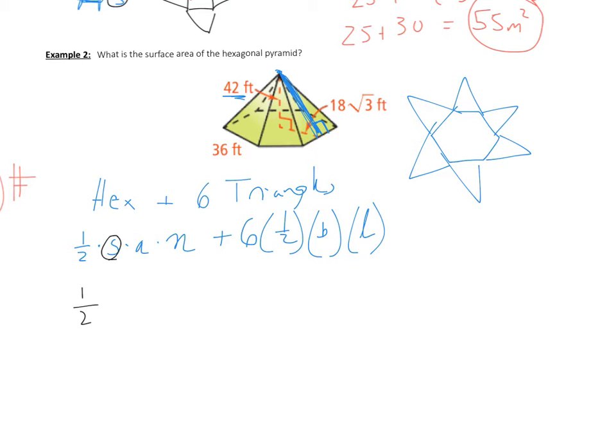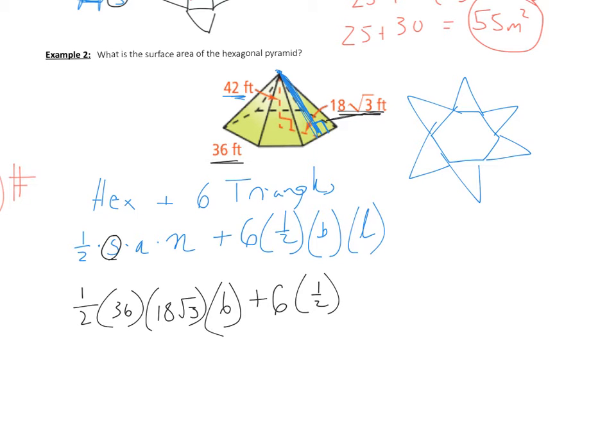Well, what's the side length? They give me that. That's 36. What is the apothem? They give me the apothem. The apothem is 18 radical 3. What are the number of sides to a hexagon? 6. Plus 6 times 1/2. What is the base of a triangle? Well, the base of one of these triangles is just 36.